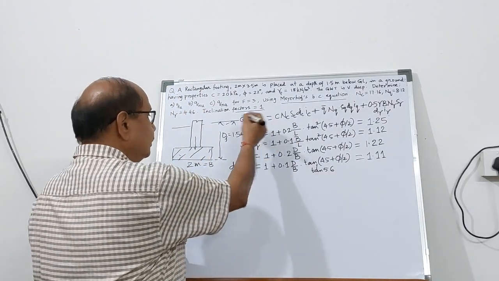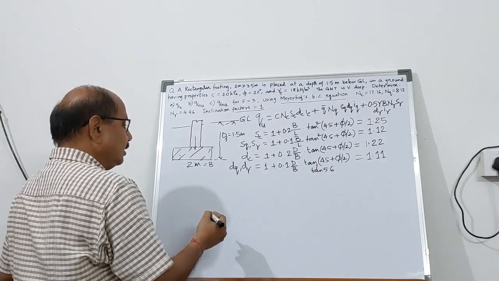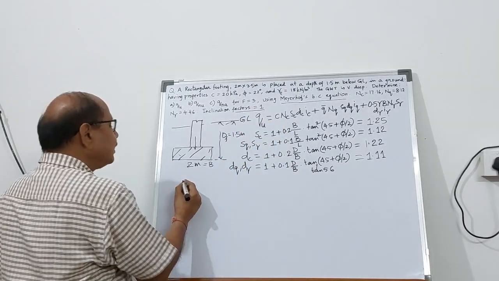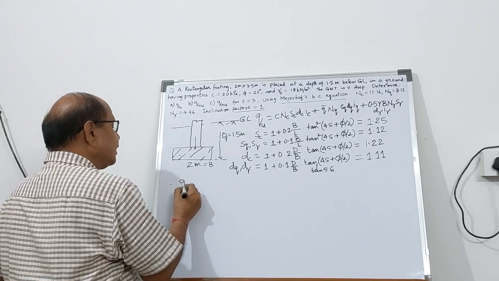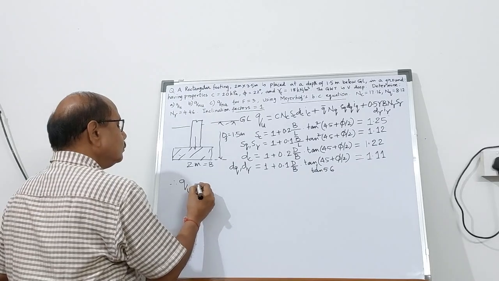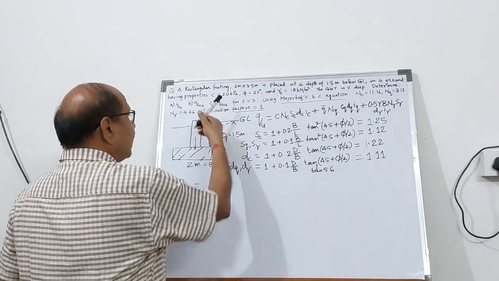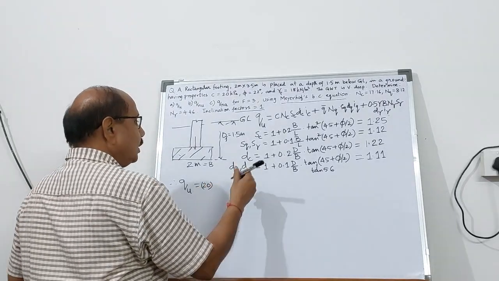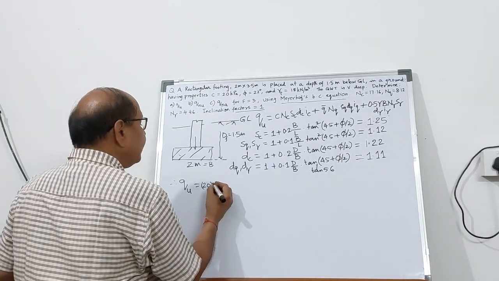Having calculated shape factor, depth factor, inclination factor, now the next task is to calculate the ultimate bearing capacity. Therefore, the ultimate bearing capacity equal to c is given ground properties as 20 kilopascal and Nc is 17.16.